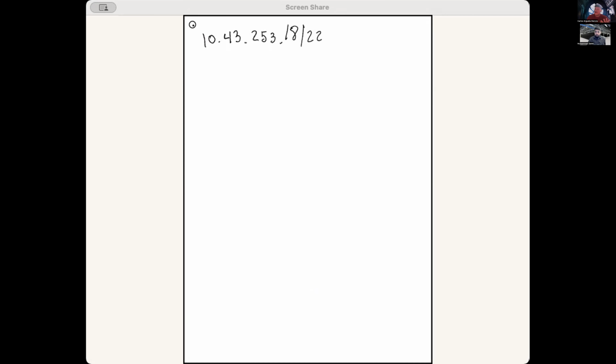So we'll start off with what is our network ID. Again, I'll write it at the bottom. What will be the network ID? What will be the first usable address? What will be the last usable address? And what is the broadcast of this network? Okay, so we're going to start off by writing this in binary.